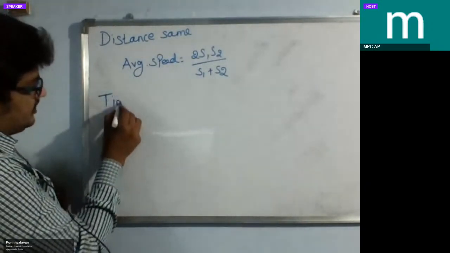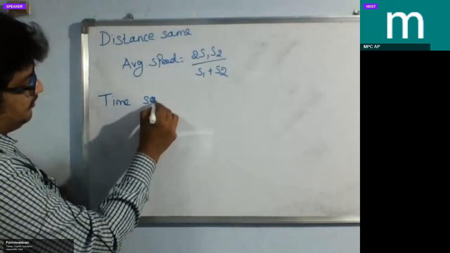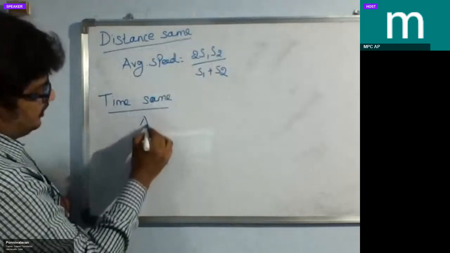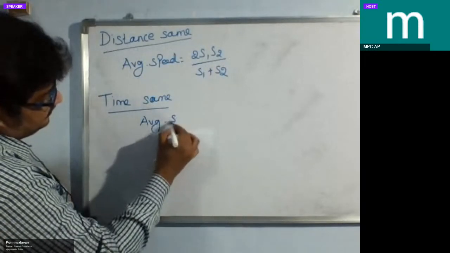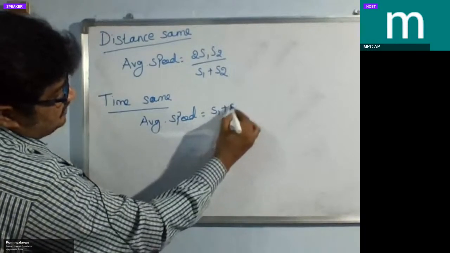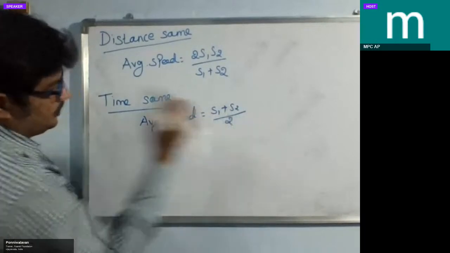If time is same, average speed is s1 plus s2 divided by 2.